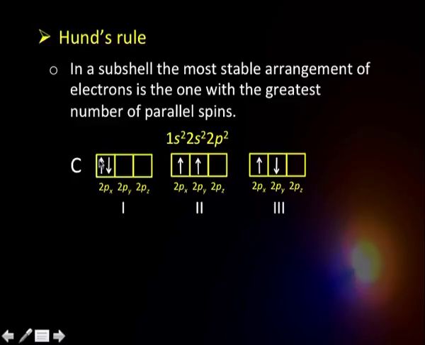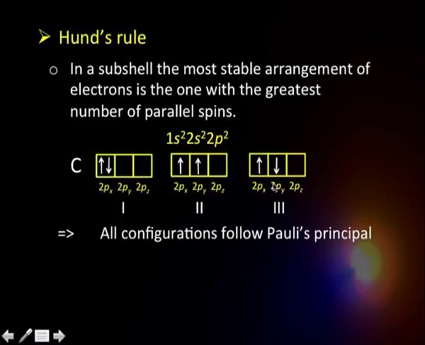So, one is spin up, one is spin down. In this case, one is in px orbital, one is in py orbital, and both are spin up. And in this case, one is spin up, one is spin down, but they are in different orbitals. So, if you look carefully, all these 3 configurations I have shown here are in accordance with Pauli's principle, because in all of them all the 4 quantum numbers are different.